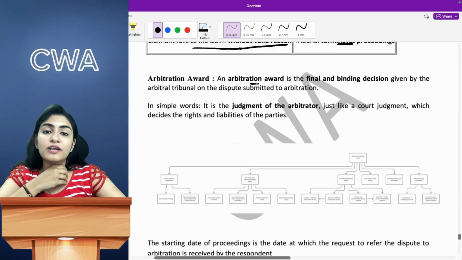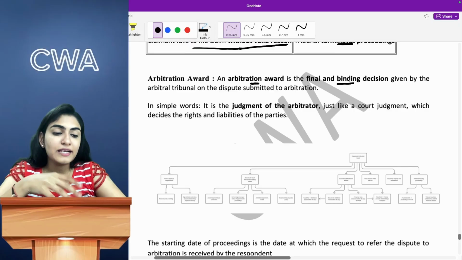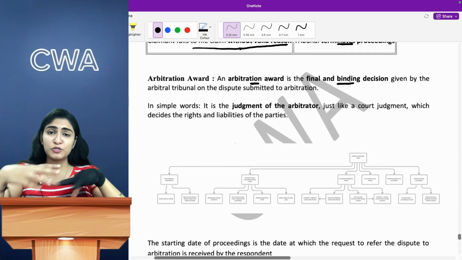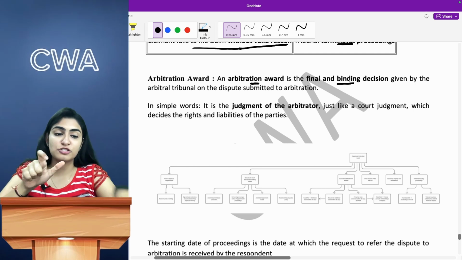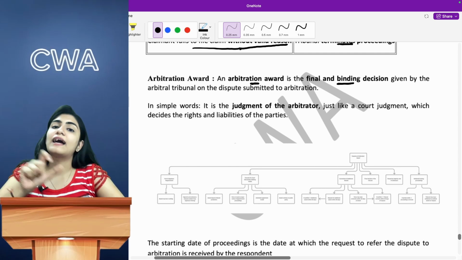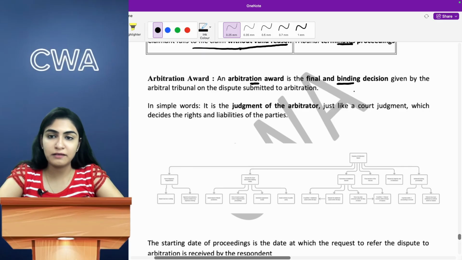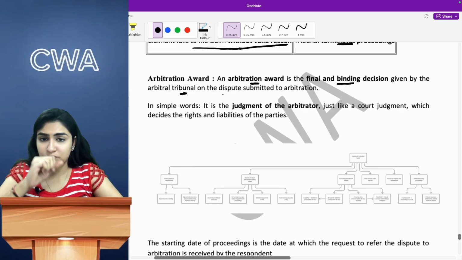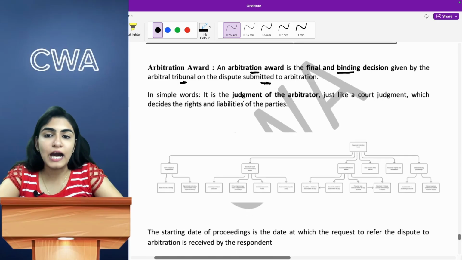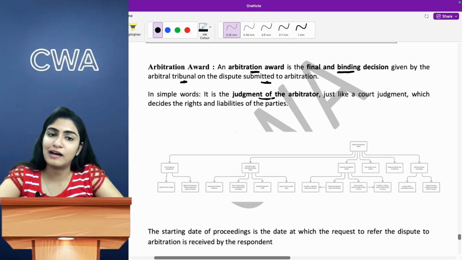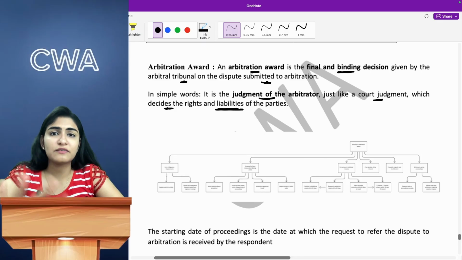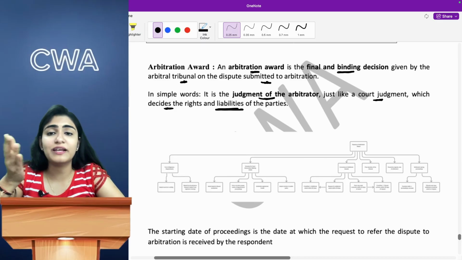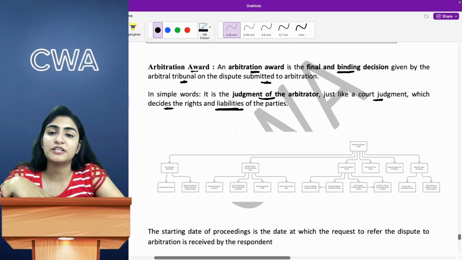An arbitration award is the final and binding decision. Whatever the dispute was, the conclusion that the arbitrators came to is called the arbitration award, and that arbitration award is final and binding, given by the tribunal on the dispute submitted to arbitration. In simple words, it is the judgment of the arbitrator, just like a court judgment, which decides the rights and liabilities of the parties. In court, the judges give a judgment; in arbitration, it is called an arbitration award.